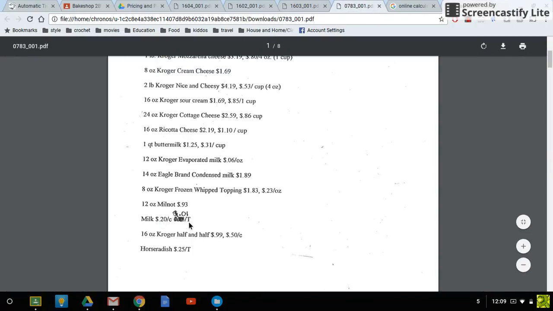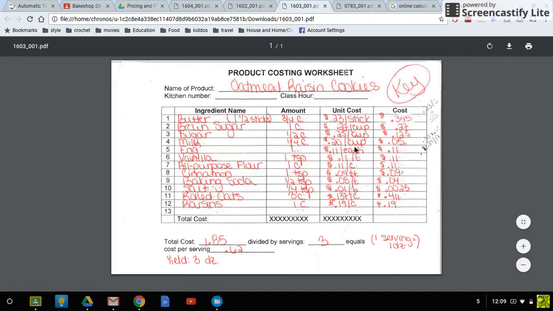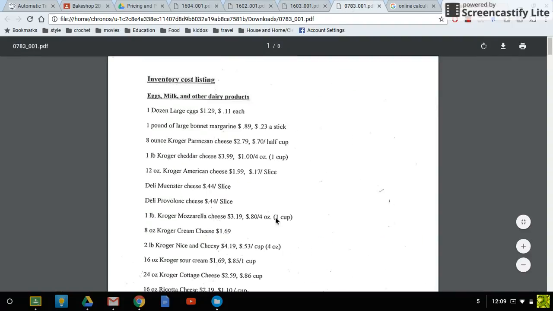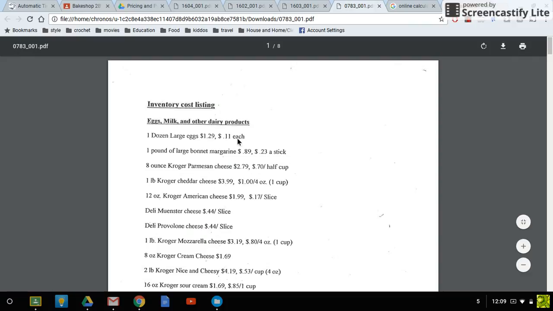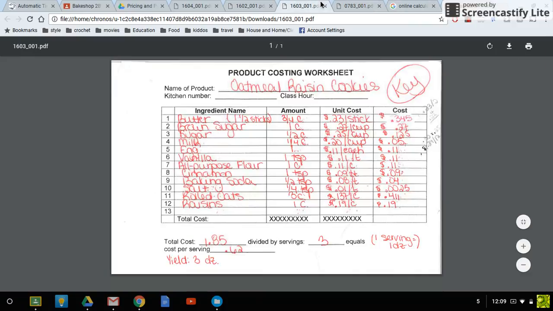Okay, so here's a tablespoon or a cup. The cup's probably closer to what I need, which is 20 cents. So I'm going to go back and write 0.20 per cup. Eggs. If you need to pause as you're going through this, you are welcome to. Eggs, 11 cents each. So I am just going to write 11 cents each, 0.11 each.